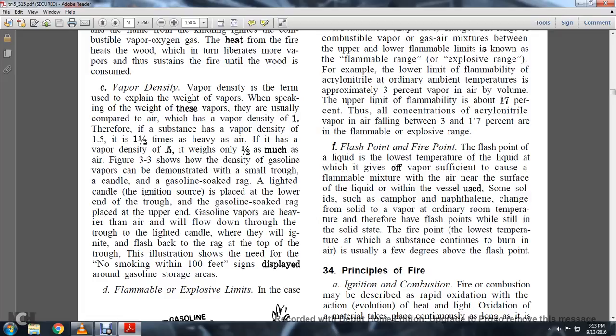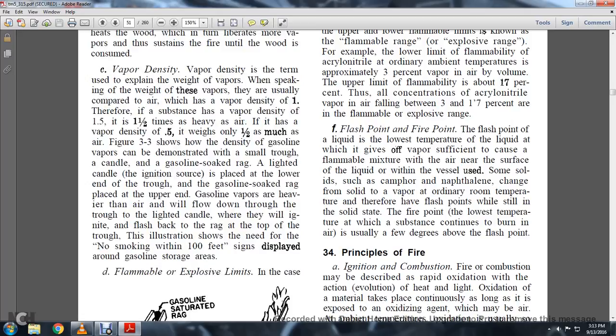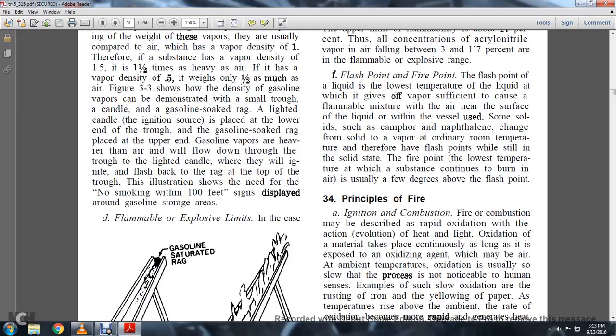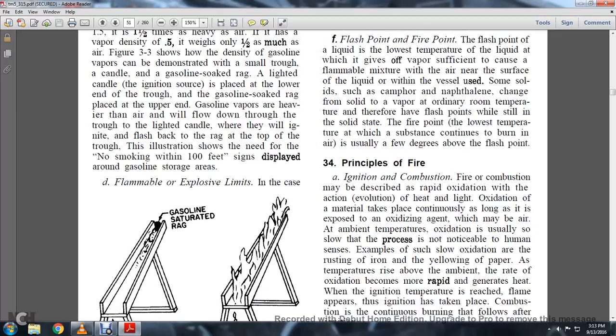Figure 3.3 shows the density of gasoline vapor demonstrated with a small candle and a gasoline-soaked rag. A lighted candle is placed in the lower end of the trough. The gasoline-soaked rag is placed in the upper end. The gasoline vapor, heavier than air, will flow down through the trough, and the candle will ignite it. Flashback to the rag at the top of the trough will occur, showing the need for the no smoking within 100 feet signs displayed around gasoline storage areas.